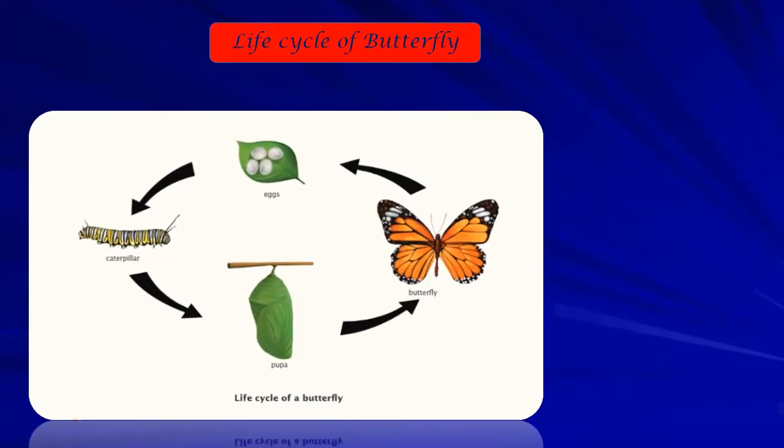Now let us look at the life cycle of a butterfly. So far we have seen the hen. Now let us see the butterfly. A hen comes under the first category, in which the younger one looks like its parents. But here the process is entirely different. Let's see how it differs.